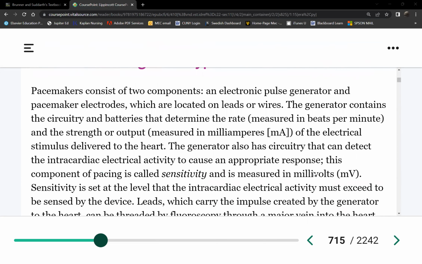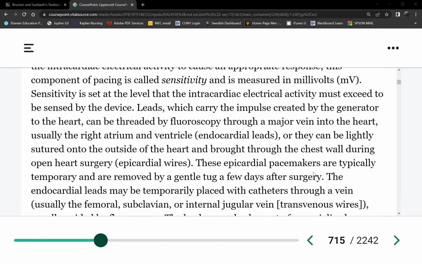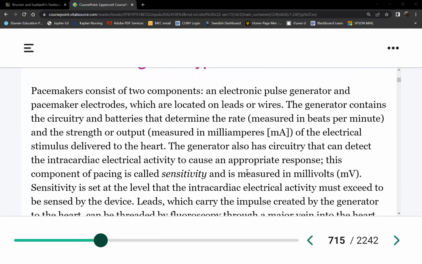Now, there are two general types of pacemakers. So we have permanent and demand settings. We do have temporary versus permanent pacemakers. Okay, so let's look at the difference between the two. First, let's finish the settings.